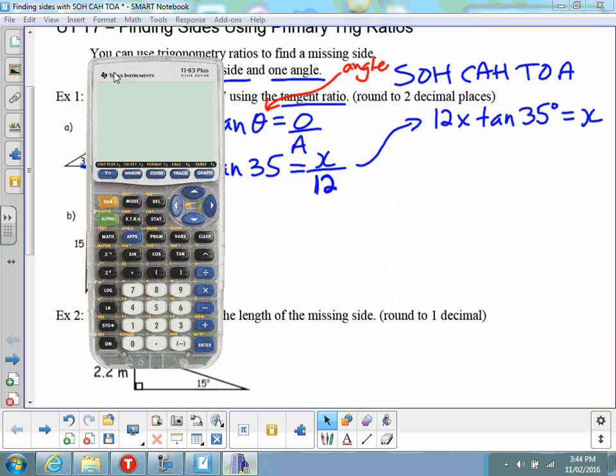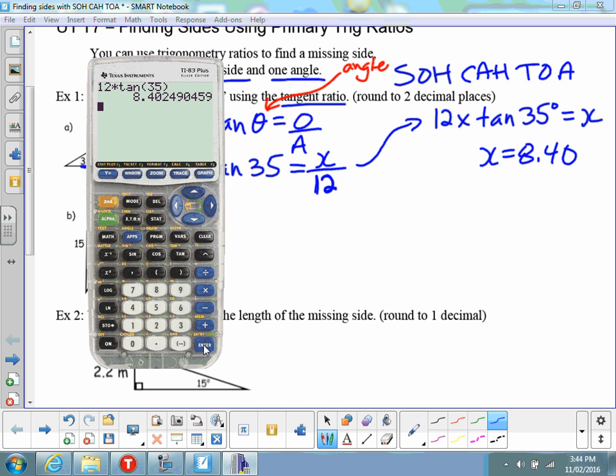So on the calculator, to do that calculation, and again, it depends on your calculator. It's important that you know your calculator. Make sure your calculator is in degrees, first of all. And then for my calculator, I'm going to punch in 12 times tan and 35 degrees. And then I'm going to hit enter. And we're rounding to 2 decimal places. So in this case, my answer for x is going to be 8.40. And we're working in meters, so that'll be meters there.